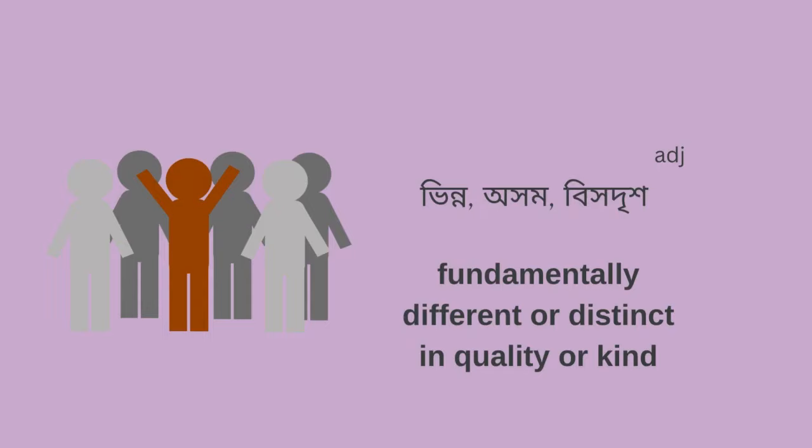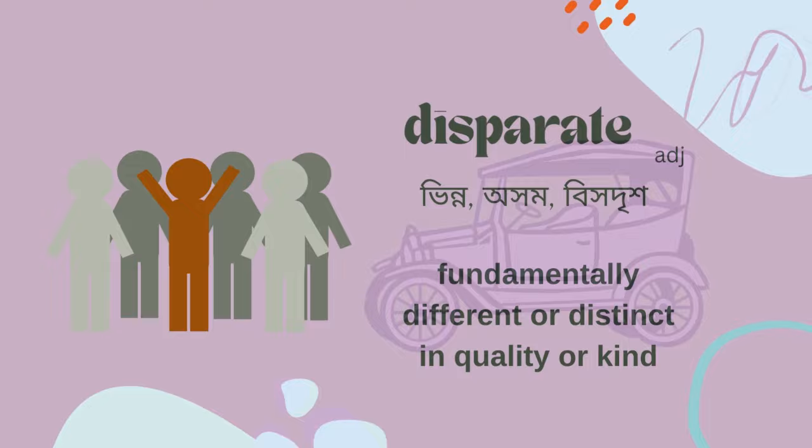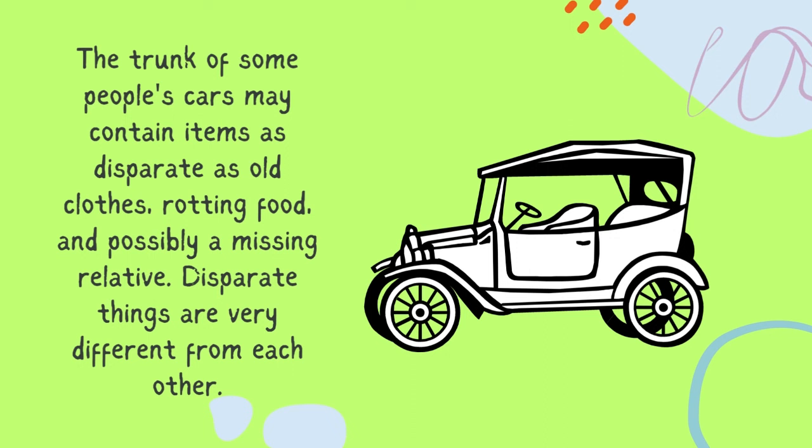Disparate. The trunk of some people's cars may contain items as disparate as old clothes, rotting food, and possibly a missing relative. Disparate things are very different from each other.